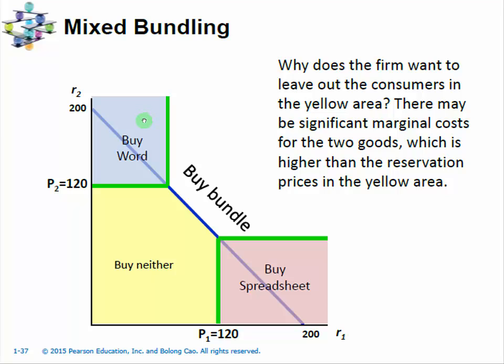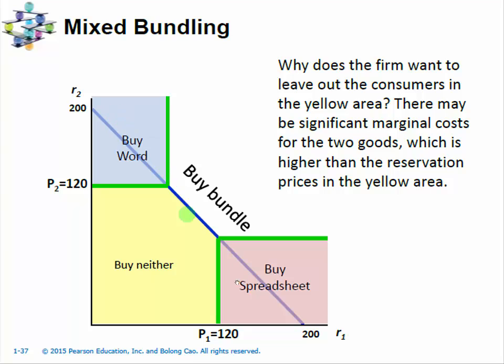So a customer may even have a combined reservation price that is higher than the bundle price. The reservation price on good 1 can still be lower than $80. So this customer will not purchase good 1, but only purchase good 2.